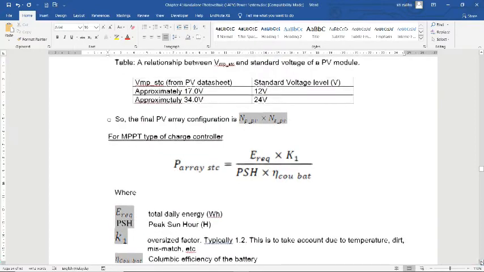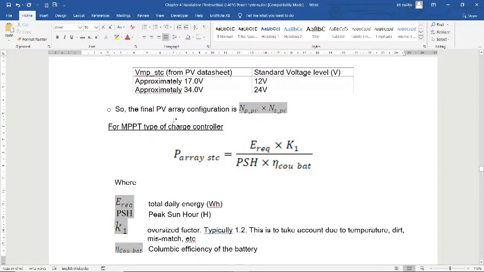So let's say if you get the information of PV array configuration 2 by 5, you already know 2 represents number of parallel string. By 5, 5 represents number of PV module in series per string. So total number of PV module 2 by 5 is 10 PV modules. Okay, then one for standard type. Okay, charge controller. So you already know the PV module, PV array configuration for the standard type charge controller.